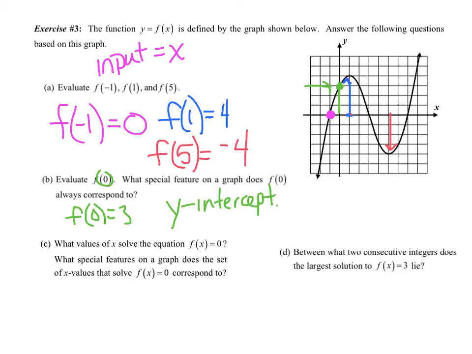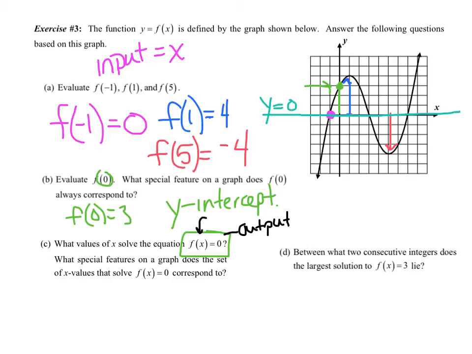C, for what values of x does the function f of x equal 0? Okay, so again, is 0 the input or the output? Well, remember, the input goes in, so you're finding the input, and 0 is the output. So basically, when do the y values equal 0? Now, one quick way to find that is to draw a line at 0. So I'm going to say y equals 0 is right here. And let's label it. Y equals 0.